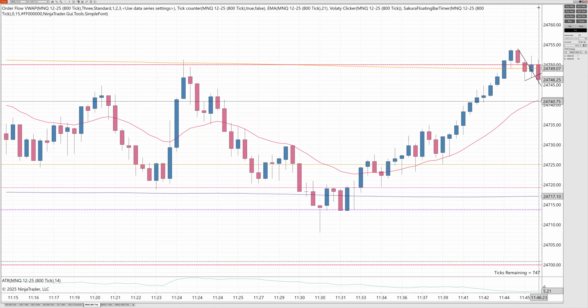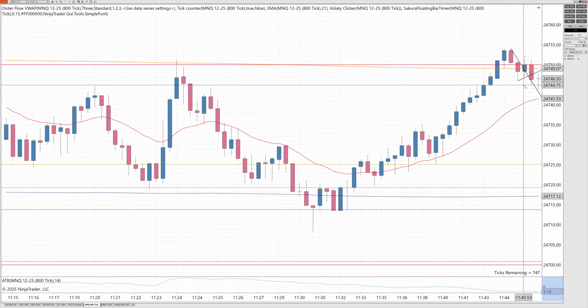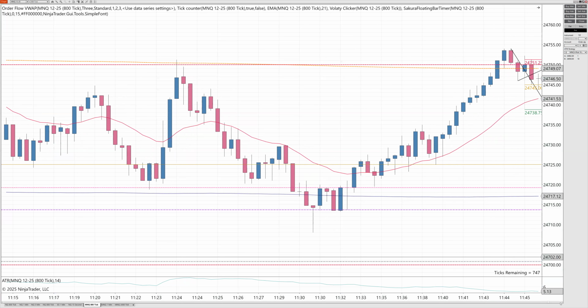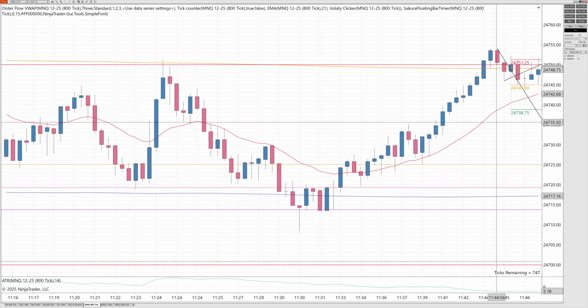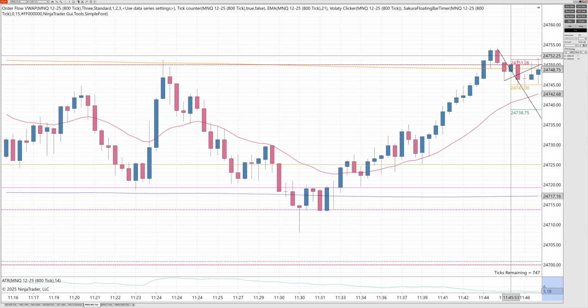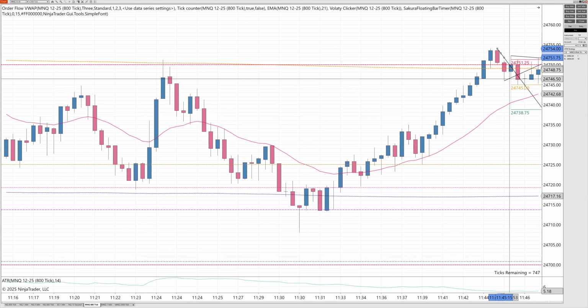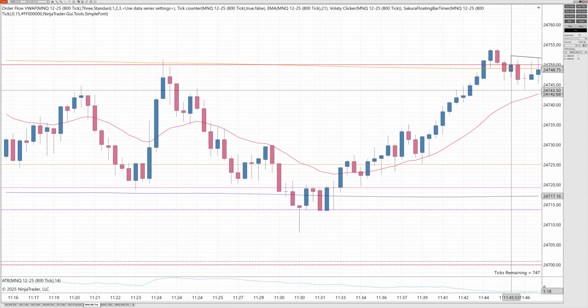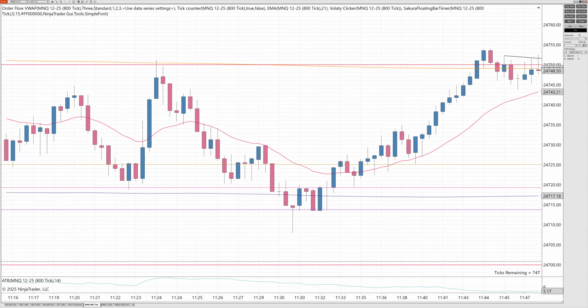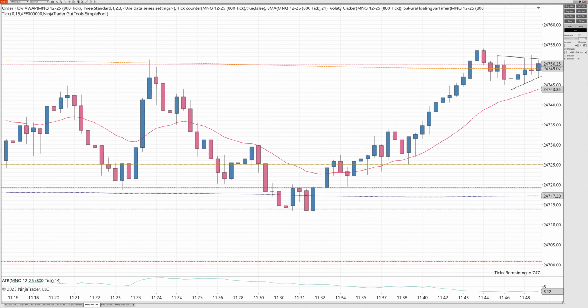If it does trigger, we can't take it. We have the EMA right there. So it did trigger, but we wouldn't take it. And you can see it stopped out. We now have this wedge. So we can't take this signal lower because of the wedge and the EMA. So we're just going to have to be patient.